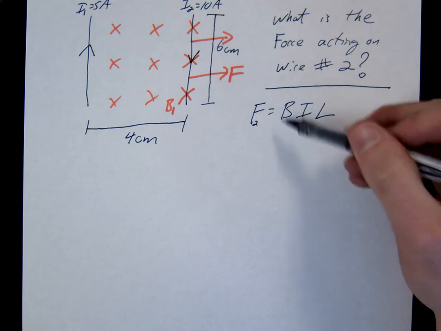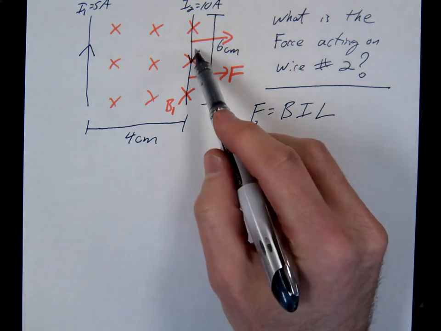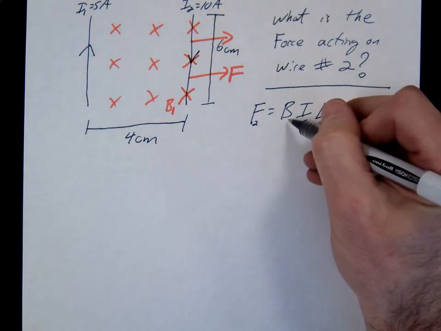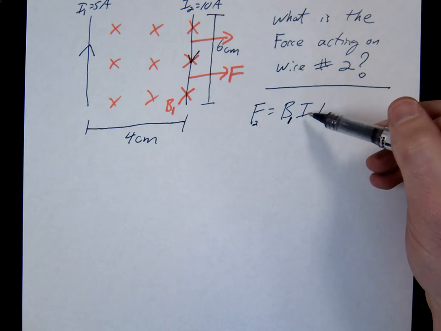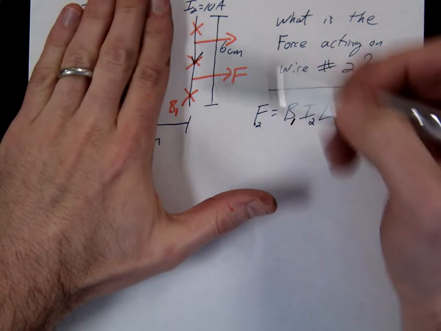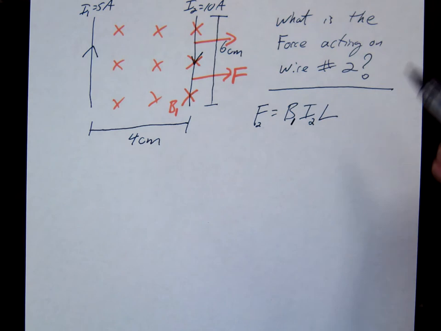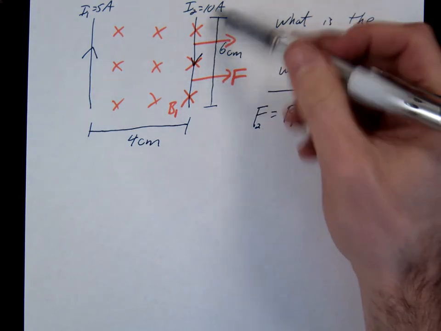Which B am I talking about? Am I talking about the B that wire 2 is creating, or the B that wire 1 is creating? Wire 1, right? So let's call that B1. Is this the current in wire 1 or the current in wire 2? Wire 2. So what we're just looking at is this wire all by itself, right? So there's a B field we call B1, and then the current I2 moving this way. And then L, what does L refer to in this problem? Is L the 4 centimeters or the 6 centimeters? 6. So that's the length of the wire within the field.